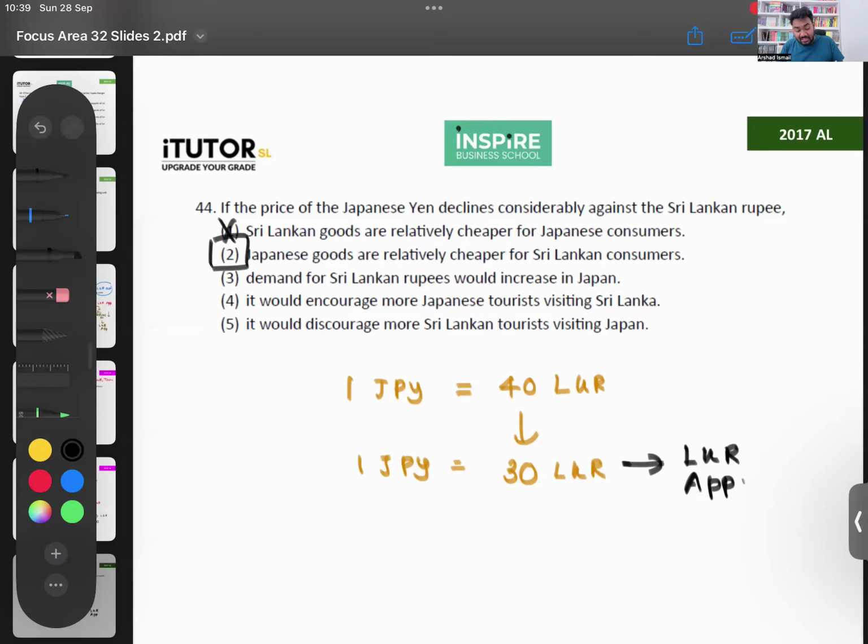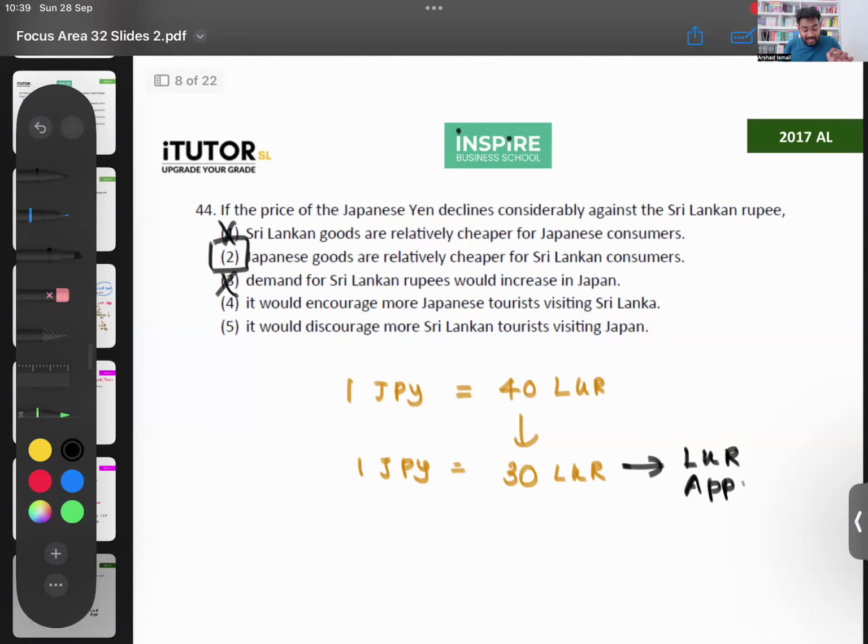Then demand for Sri Lankan rupees would increase in Japan. So when will Japanese demand rupees? Japanese will demand rupees when they have to pay us, no? That is when we export, when there is tourism. Will that increase now? If your currency appreciated, will your exports increase? Will your worker remittances increase? So demand will not actually increase, it will decrease.